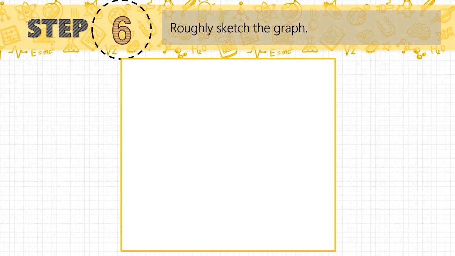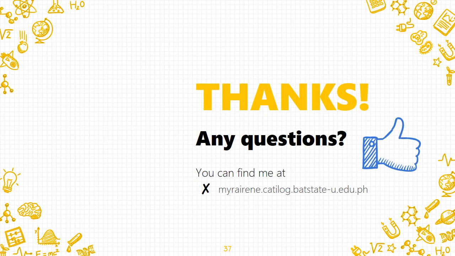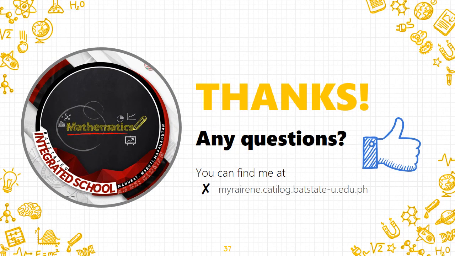Step 6. Roughly sketch the graph. Use the test values as values of x and g of x as values of y in sketching the graph. That is how we graph polynomial functions.